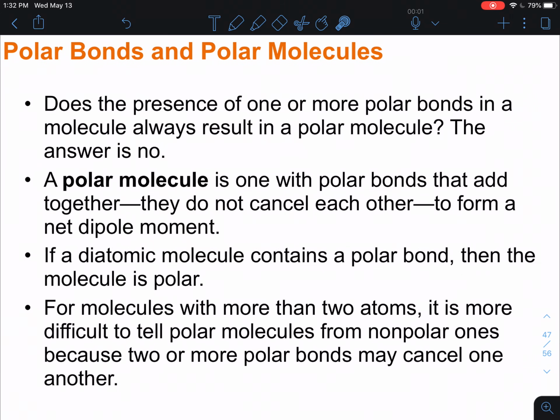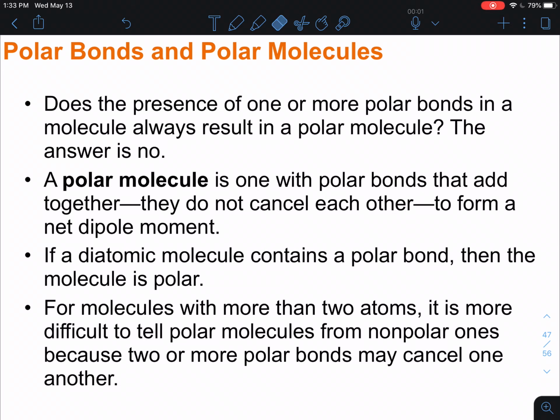electronegative atom. So now that we can classify bonds as polar or nonpolar, how does that affect the polarity of the molecule as a whole? Does the presence of one or more polar bonds in a molecule always result in a polar molecule? The answer is no. Well, first of all, let me take a step back. If a molecule is made up of polar bonds, odds are the molecule is polar. But there are some exceptions where that is not the case.